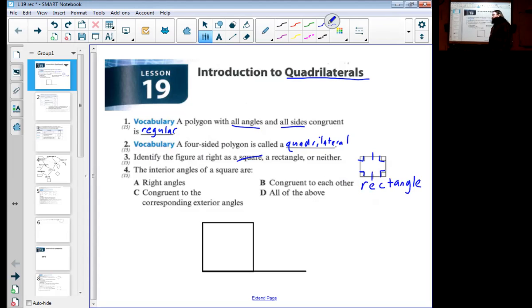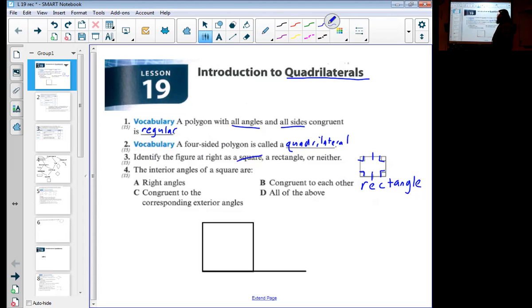So question number 4 is multiple choice. We have the interior angles of a square are, and now we want to read from D to A because it says right here on D, all of the above. That means that if we have 2 answers that are correct, we know that it's D. And if we get one answer that we know is not correct, then we know it is not D, and it is whatever the correct answer is. So we have all of the above as an option.